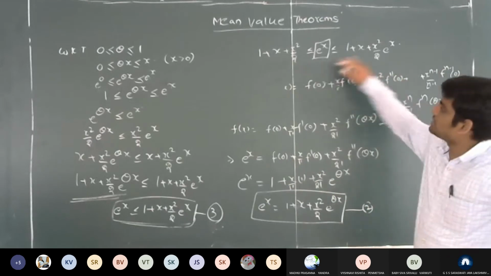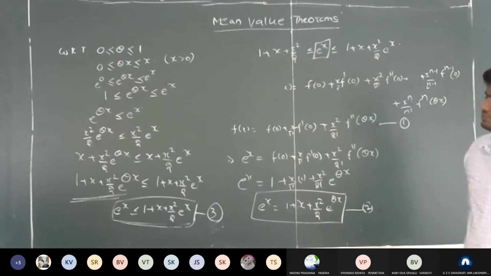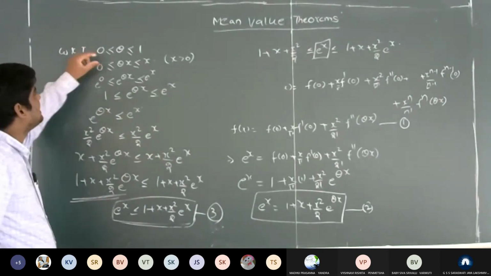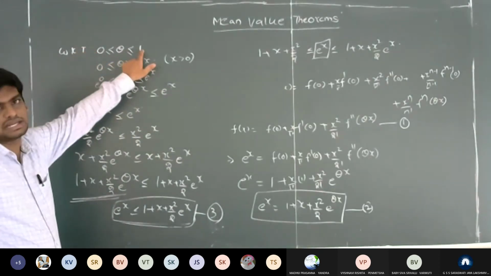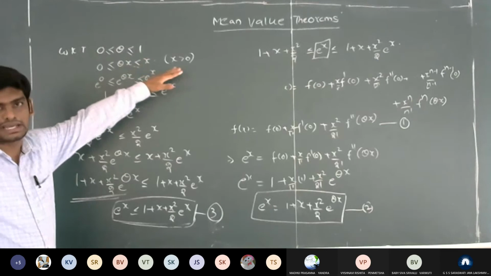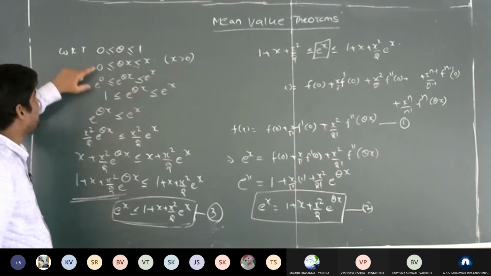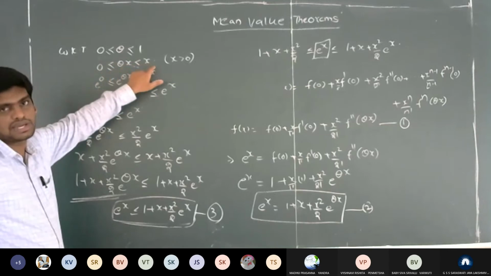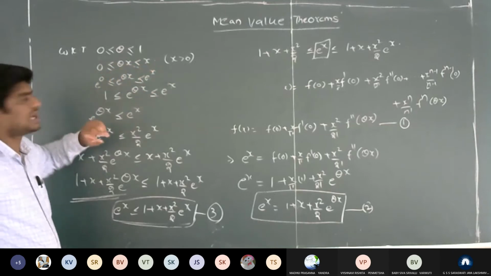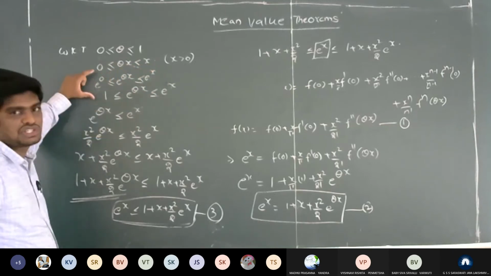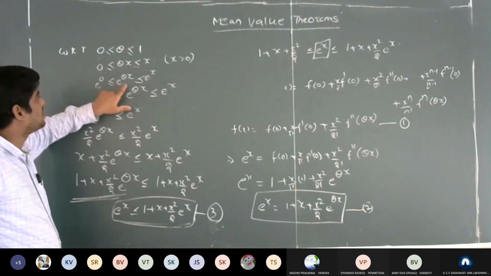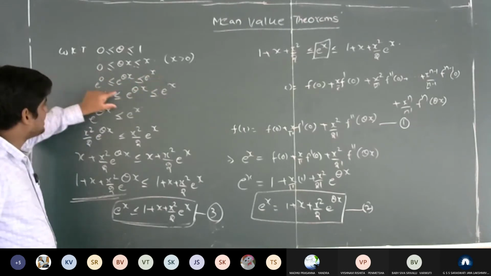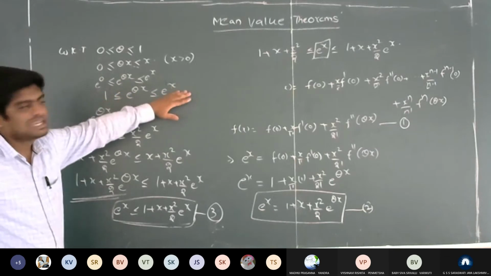Now, our aim is to form this relation. So because of that, I am using the known inequality, 0 less than or equal to theta less than or equal to 1. Here x is greater than or equal to 0, a positive quantity. So I am multiplying with x. So it becomes 0 less than or equal to theta x less than or equal to x. And I am taking the exponential. So it becomes e power 0 less than or equal to e power theta x less than or equal to e power x. So e power 0 is 1, less than or equal to e power theta x less than or equal to e power x.